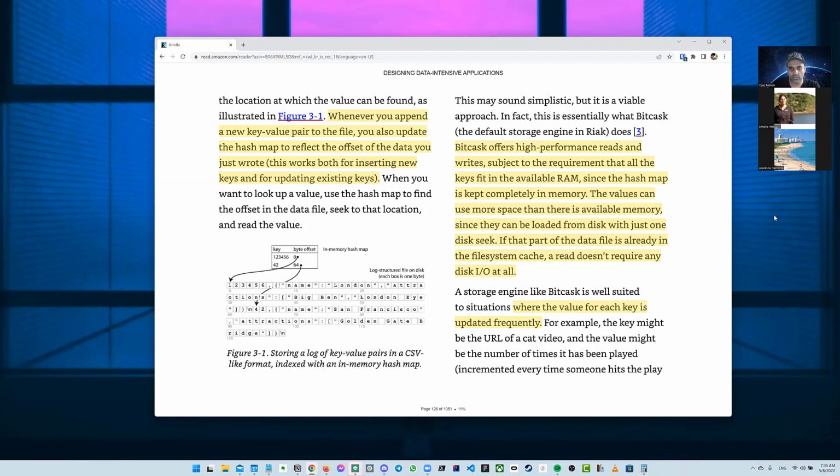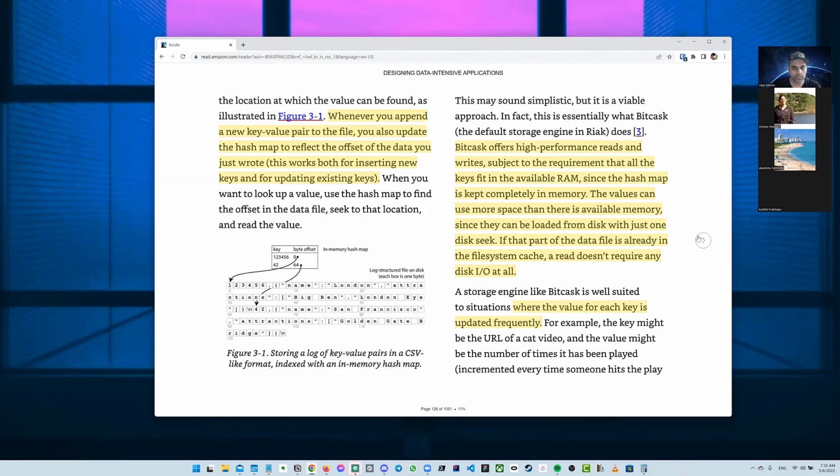Where are the disk offsets stored? In memory, along with the key. Okay, in an in-memory hash table. Yeah. So even with that, we hit a limit that the number of keys that can be stored is limited by the memory, whatever the limitation of the system.